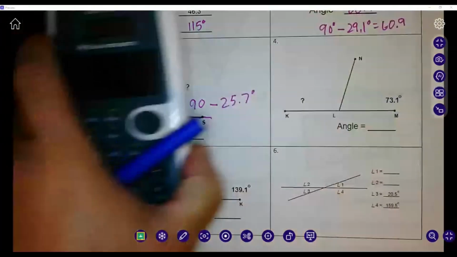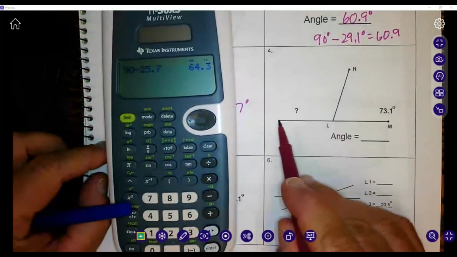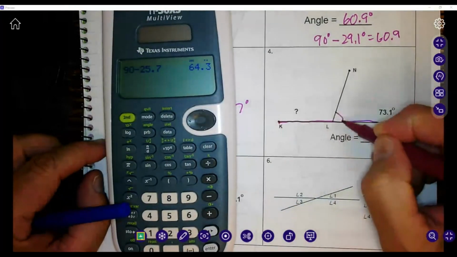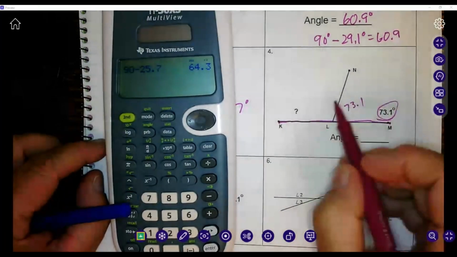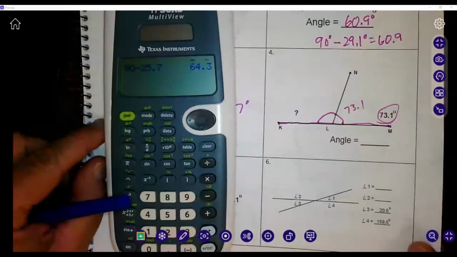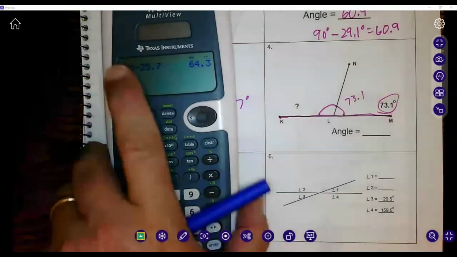All right, let's look at number 4. This time we have a straight line, and we know that this angle is 73.1 degrees. I'm looking for the missing angle, the one that's missing. So what would I punch in the calculator this time?